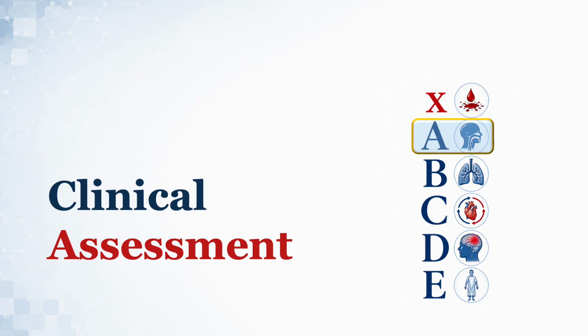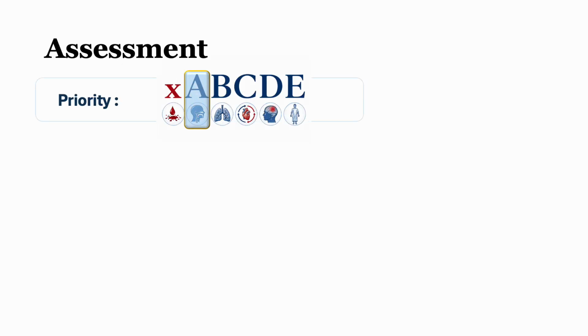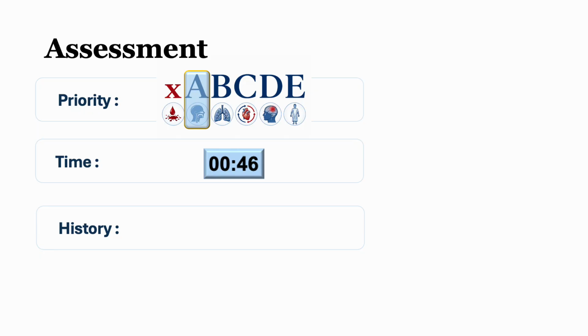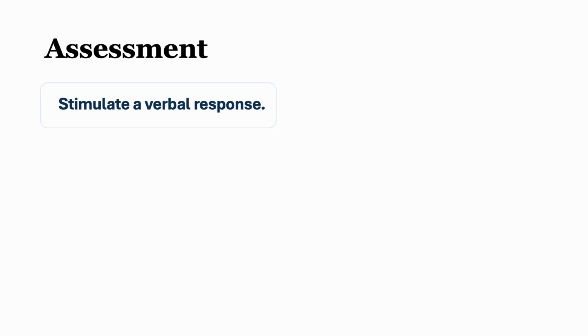Next, clinical assessment. The priority of airway comes after control of massive compressible external hemorrhage. Both assessment and management should be swift, as minutes without oxygen can lead to a permanent neurological injury. Assessment is basically clinical. A focused history is obtained to reveal the mechanism of injury and the patient's symptoms, and a clinical examination is performed to assess for signs of airway compromise. A normal verbal response indicates a patent airway at that moment.